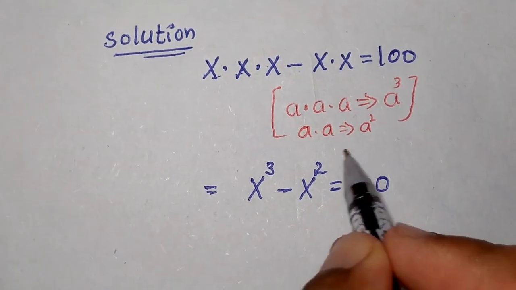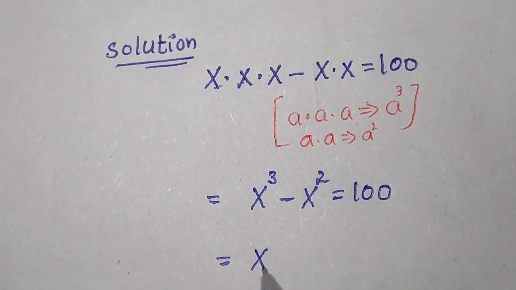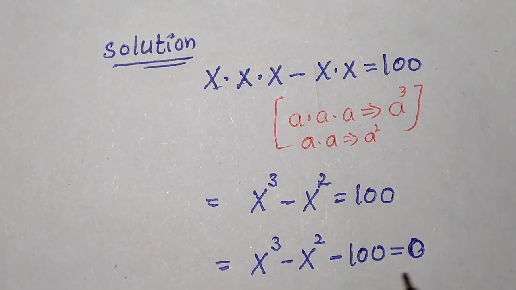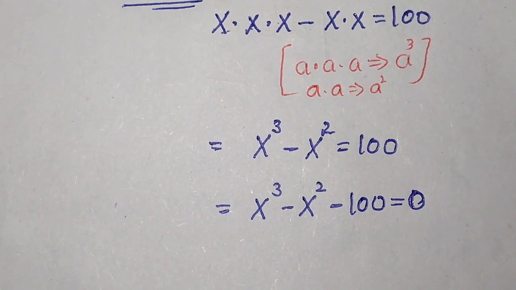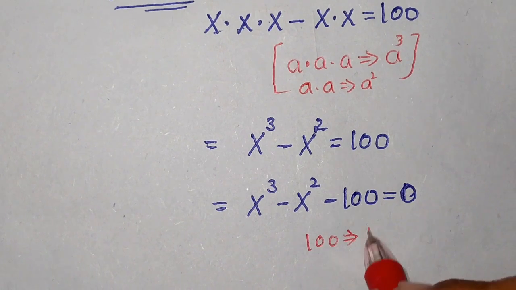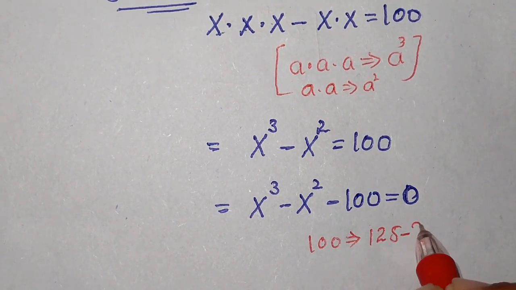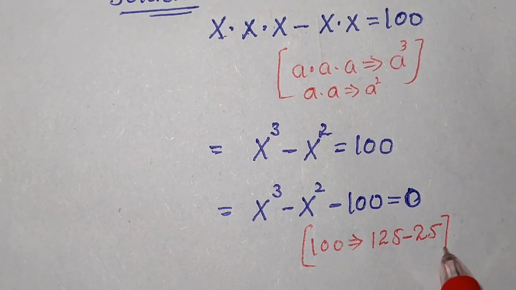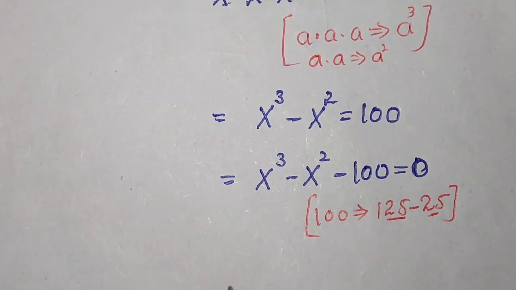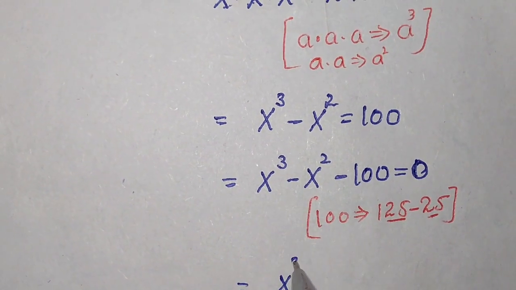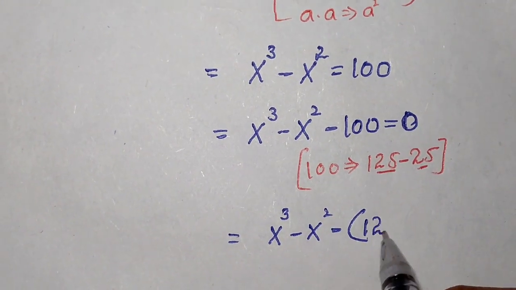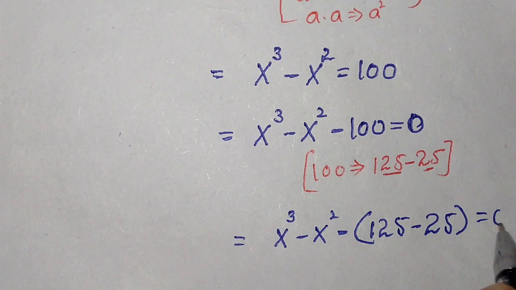Now in the next step we have to move this 100 to the left side, so this will become x to the power of 3 minus x square minus 100 is equal to 0. Now we know that this 100 can also be written as 125 minus 25. So we have to replace 100 by 125 minus 25. So this will become x cube minus x square minus (125 minus 25) is equal to 0.